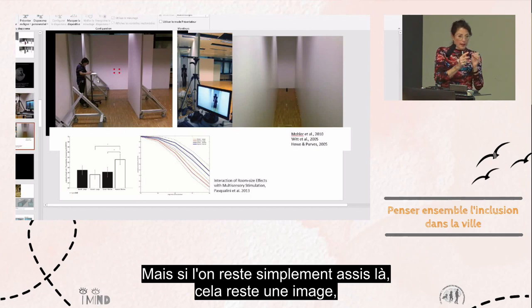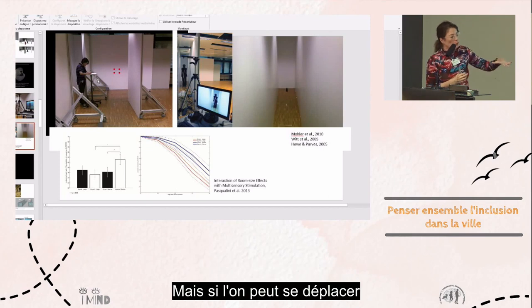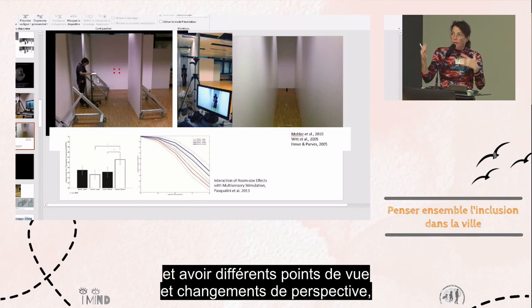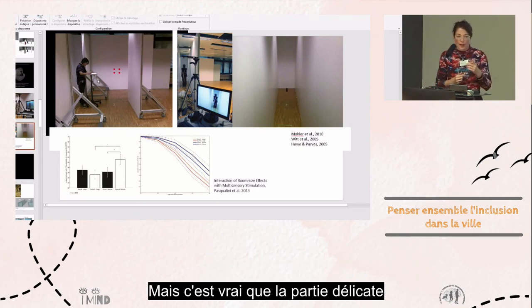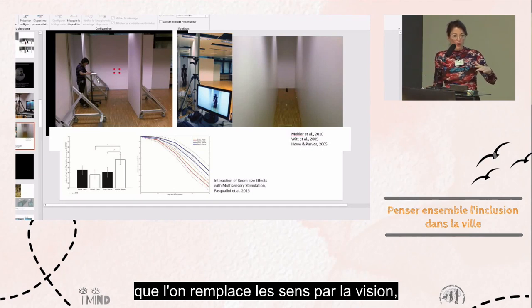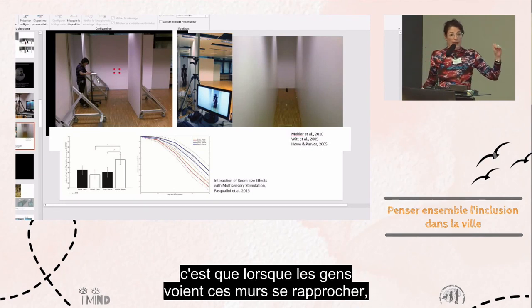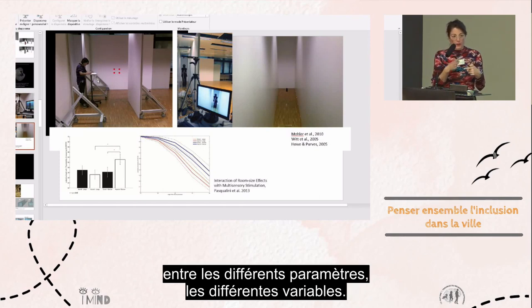But if you have just people sitting there, it's an image, even if it's really 3D and mapped out. But if they can walk around and have different points of view and changes of perspective, then the space gets much more three-dimensional. But it's true that the delicate part could be that it's just a sensory replacement through vision, that you replace the senses through vision. Because what we have found here is that when people see these walls being closed, they feel touched. So there is an interaction between the different parameters, between the different variables.